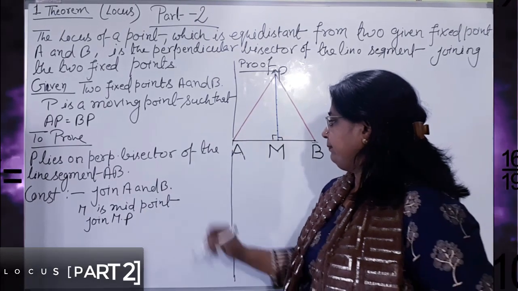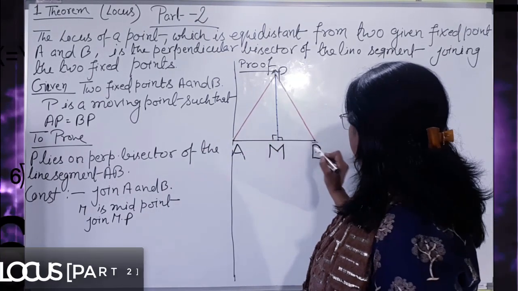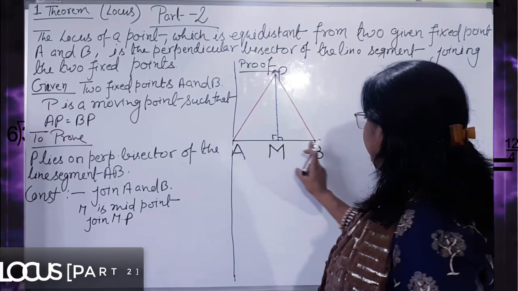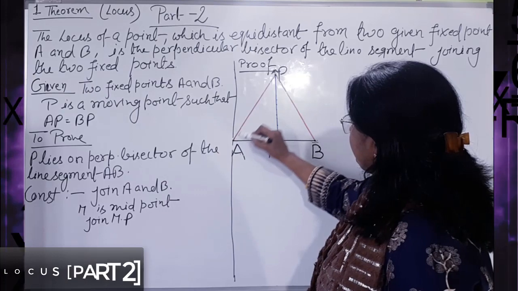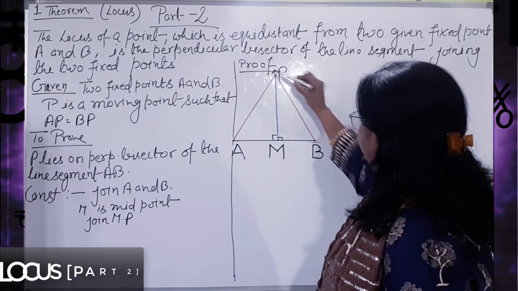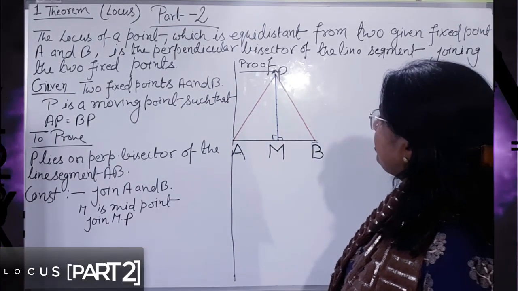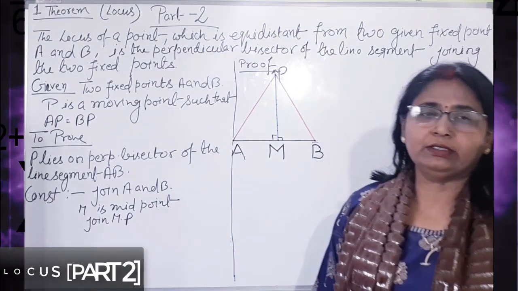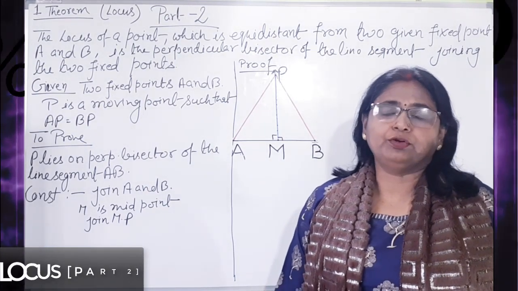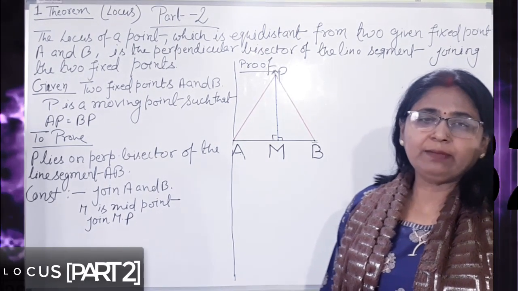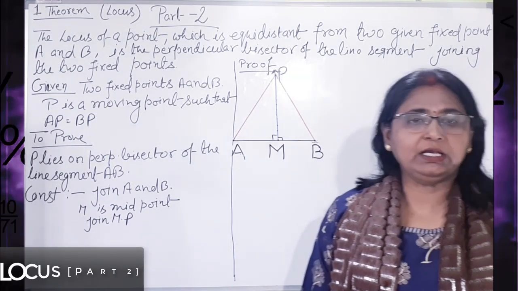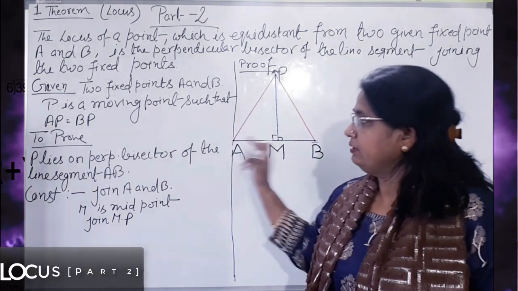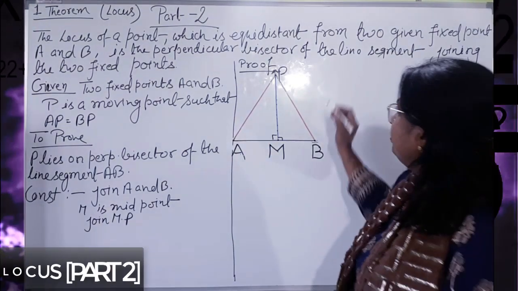Now construction: join A and B, because only two fixed points are given. So join AB, and for construction AP and BP also. It is a proof. Understood? The locus of a point which is equidistant from two fixed points is the perpendicular bisector of the line segment joining the two fixed points. That is your theorem. Now the proof.